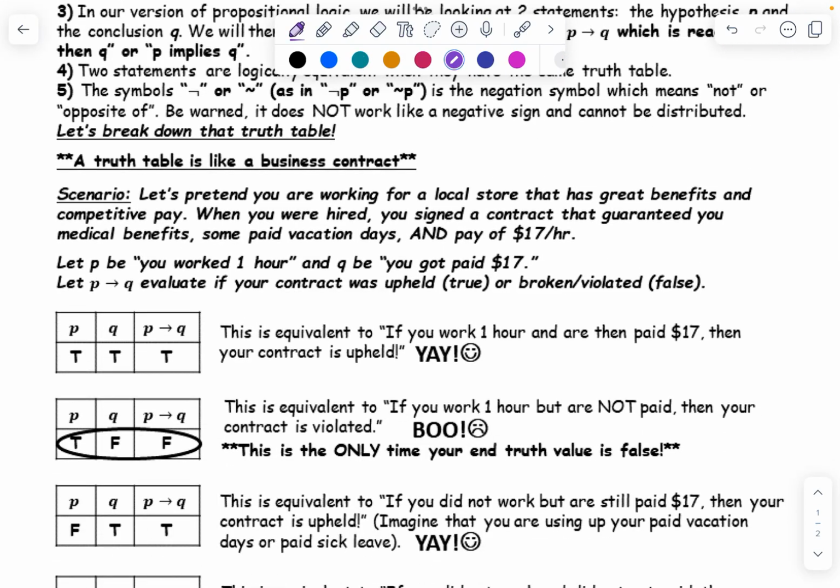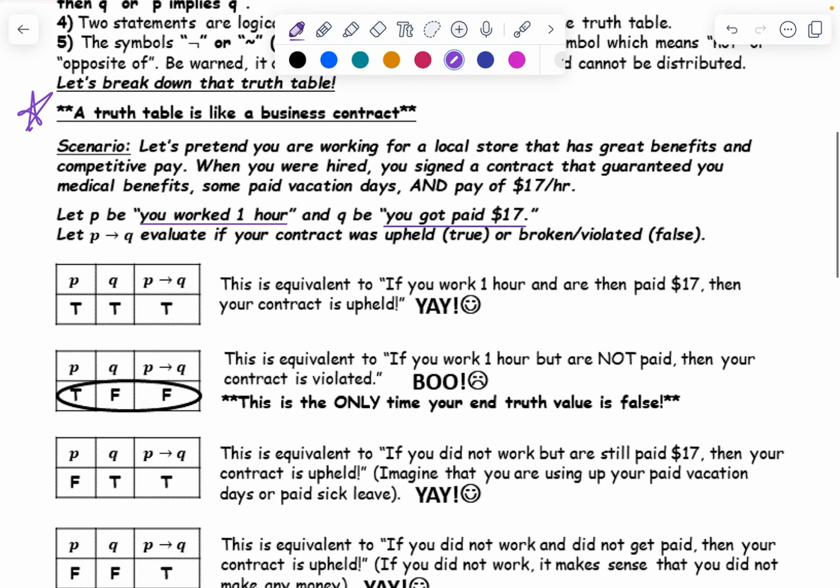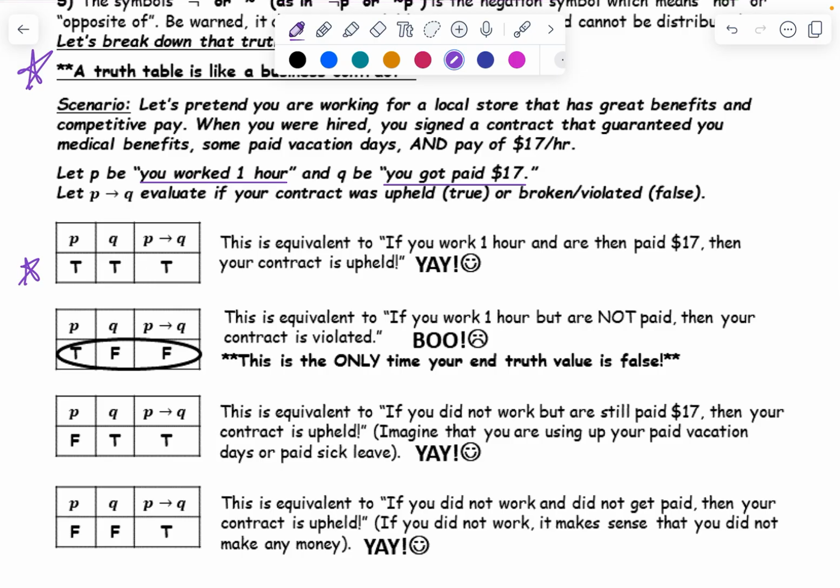I like their example here where a truth table is like a business contract. Suppose it says, let the hypothesis be you worked 1 hour, and the conclusion be you get paid $17. And I like their analogy too, because initially, true means you worked 1 hour, you got paid. Perfect. But if you worked 1 hour and you didn't get paid, we would have a problem, right? They broke their contract, not good. Boo. So that is the only false.